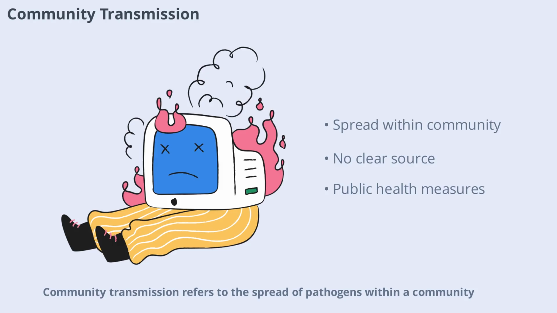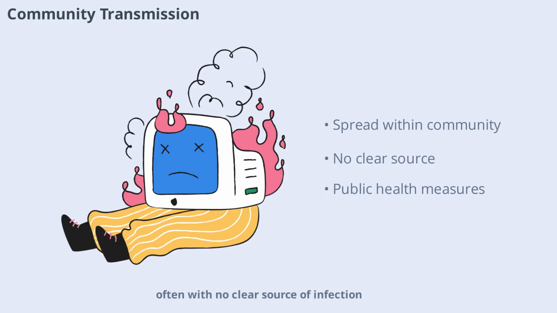Community transmission refers to the spread of pathogens within a community, often with no clear source of infection. This can make outbreaks harder to control. Public health measures like social distancing, mask wearing, and vaccination are crucial in limiting community transmission.